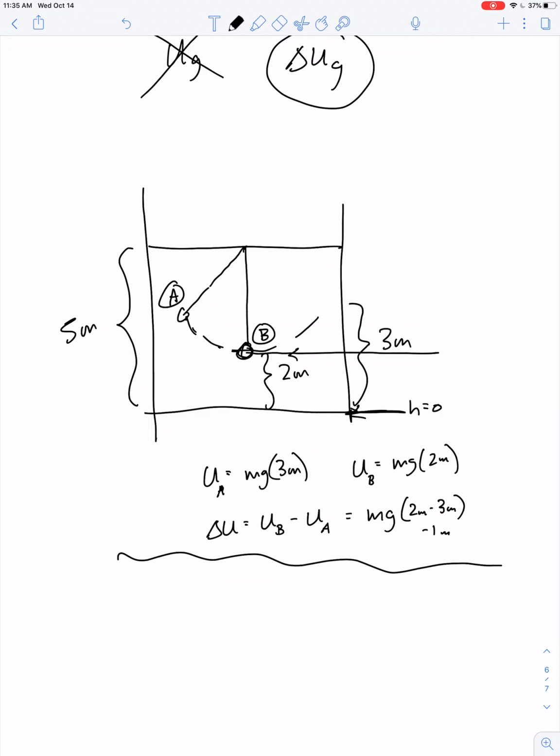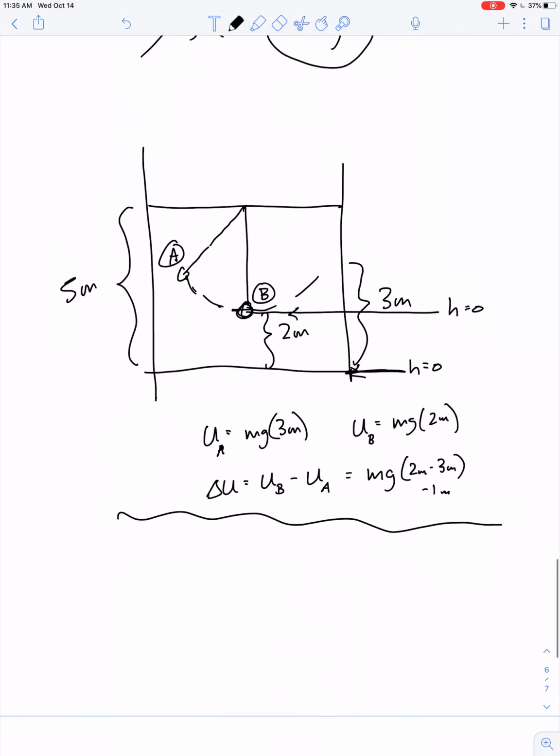Let's consider the person who says, no, height equals 0 at the low point of the swing. Then their change in gravitational potential energy, which is the energy at point B minus the energy at point A, would be mg times what? 0 minus mg times -1.